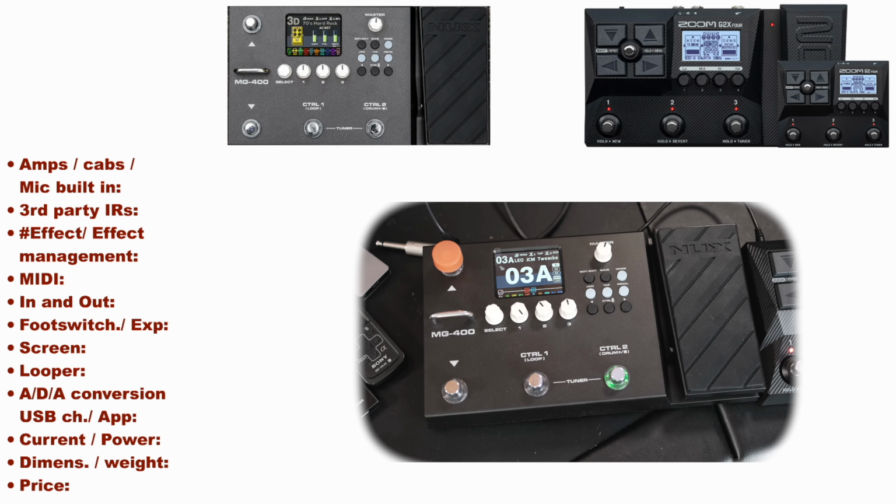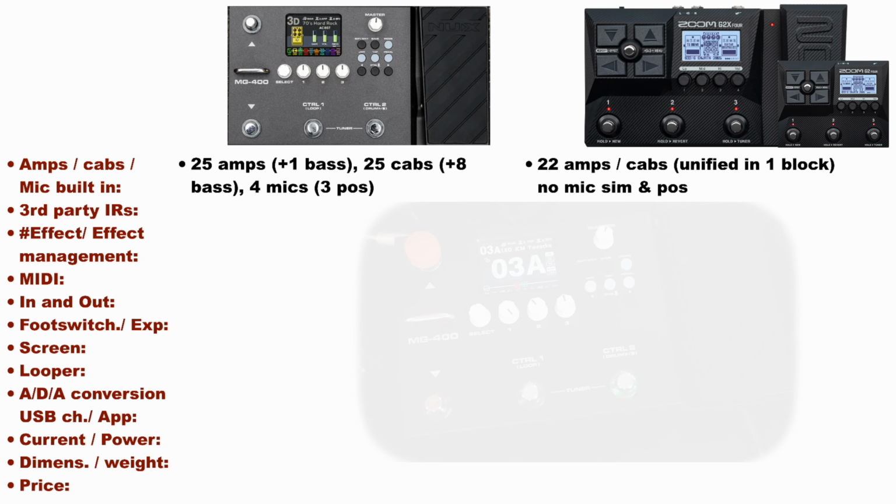First of all, the MG400 offers 25 amps and 25 cabs, with 1 more amp and 8 cabs for bass guitar. You have 4 mic simulations at your disposal and you can place the mic across the cab in 3 different positions. On the other hand, the G2 has 22 amps and cabs in one single block, with no possibility to choose the cab and no mic simulations.